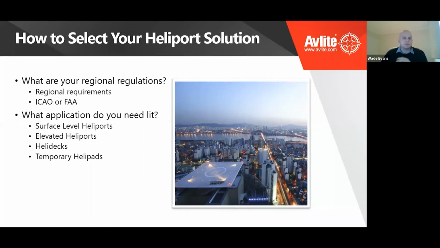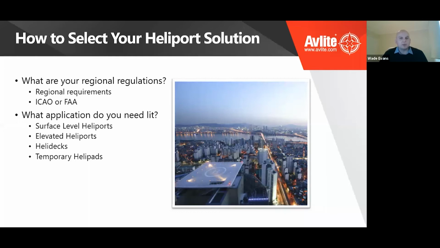So once you've determined the regional regulations, you then move into the application. There's four key application spaces that we deal with at Avlite. Now they are surface level helipads, elevated heliports, helidecks, and temporary helipads. Obviously surface level heliports, we're talking about terrestrial systems, systems that are on the ground.